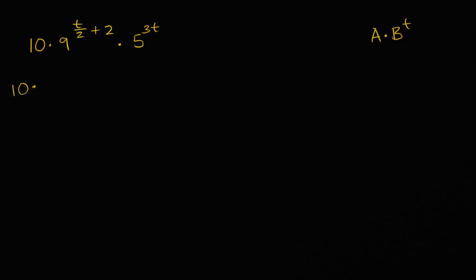So 9 to the t over 2 plus 2, so this right over here, I could break this up using the fact that, and I'll just write the properties over here. If I have 9 to the a plus b power, this is the same thing as 9 to the a times 9 to the b power. And over here, I have 9 to the t over 2 plus 2. So I could rewrite this as 9 to the t over 2 power times 9 squared. All right.